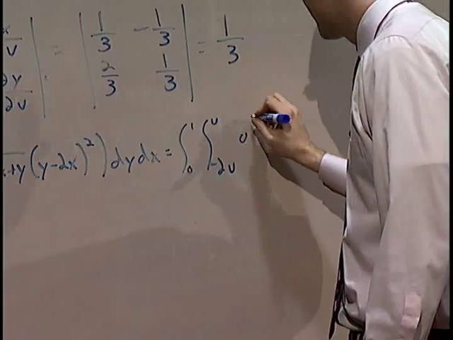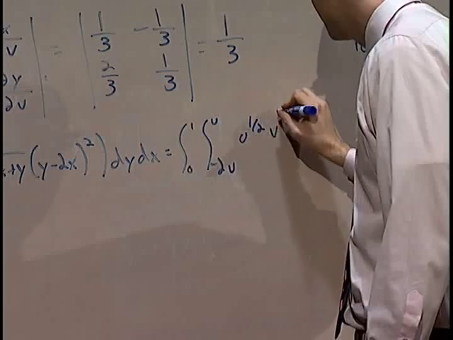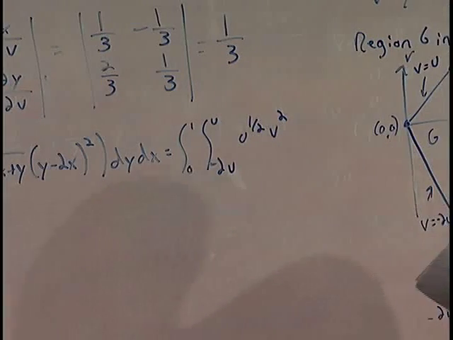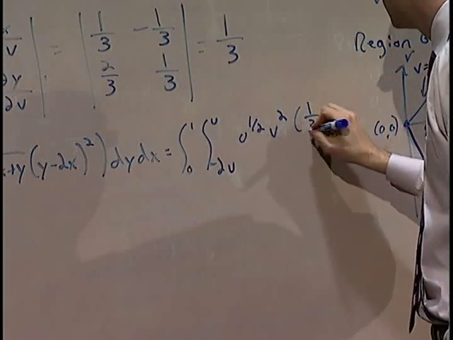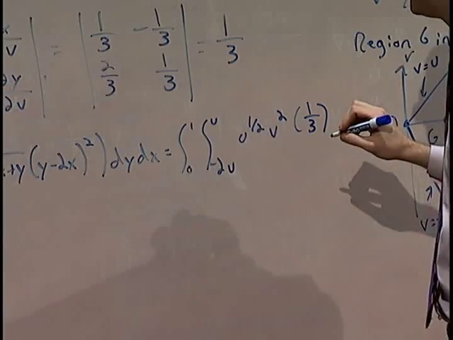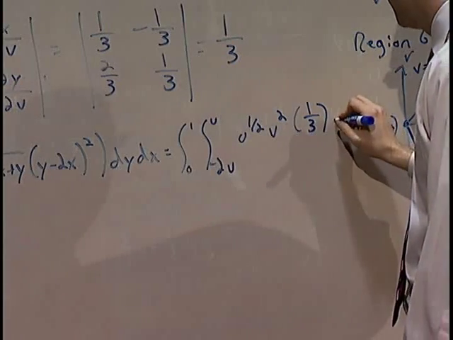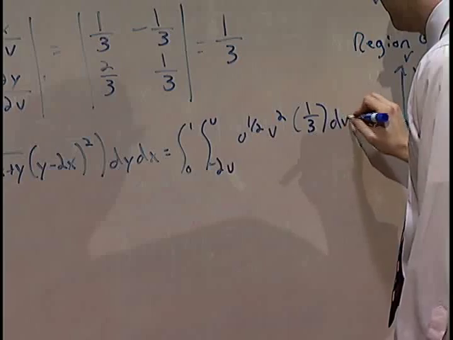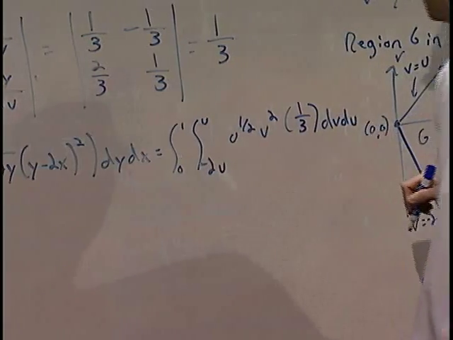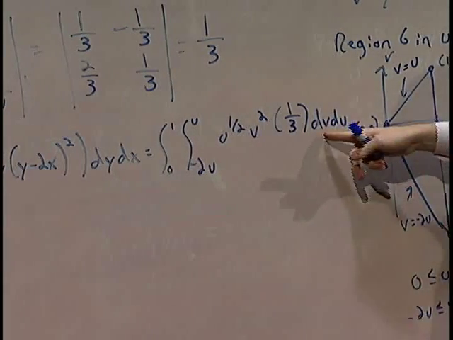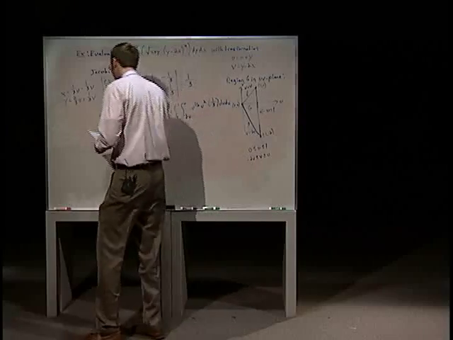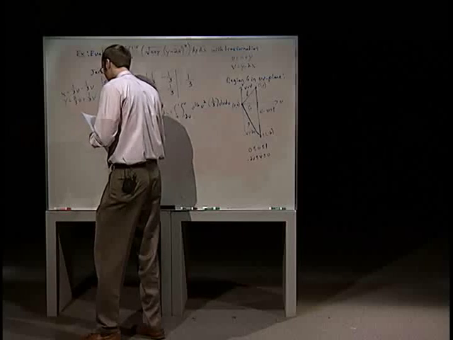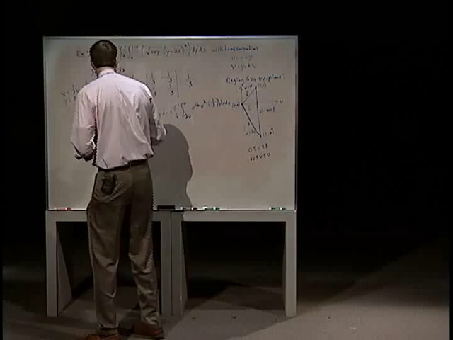Well, that's written as u to the 1/2 v squared, right, times the absolute value of the Jacobian, which is 1/3, and that's going to be dv du, all right? So v first, then u. Okay? So that's what I've got here. Let's see, do I want to kick the 1/3 out? No, I don't actually.